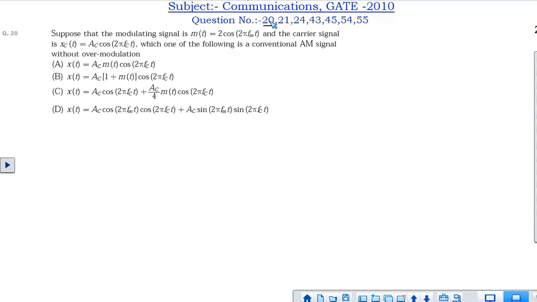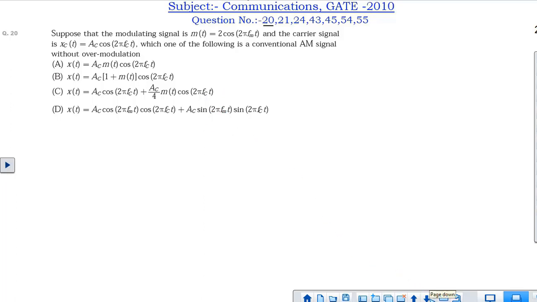First question is question number 20. Suppose that the modulating signal is m(t) equal to 2 cos 2 pi fm t and the carrier signal is xc(t) which is equal to Ac cos 2 pi fc t. Which one of the following is a conventional AM signal without overmodulation? We have to check each and every option.